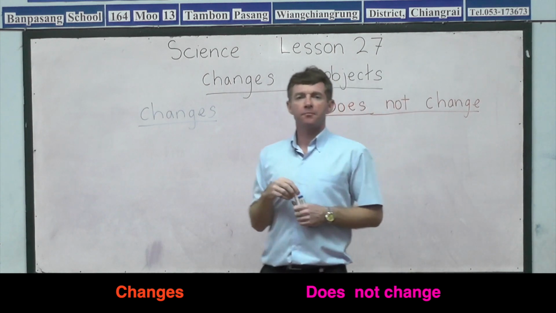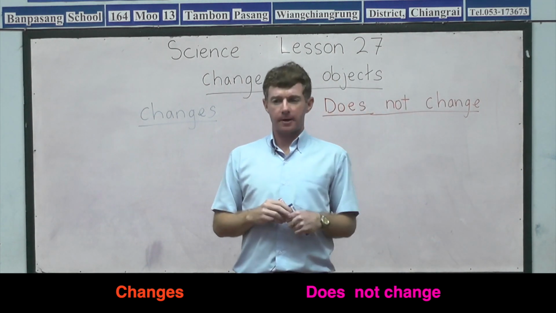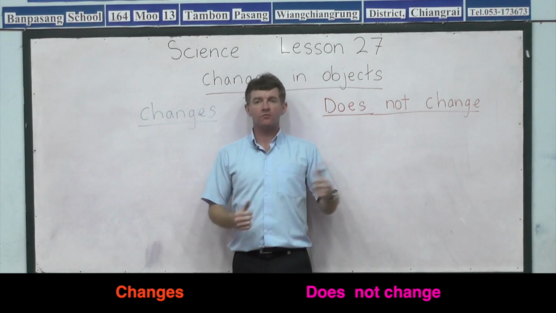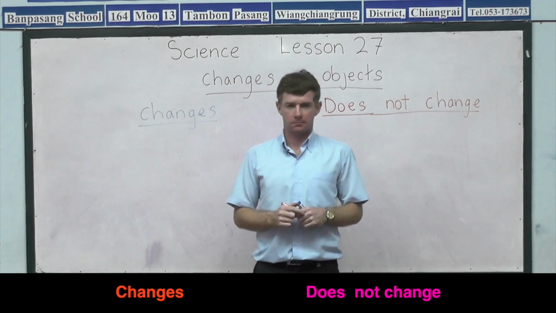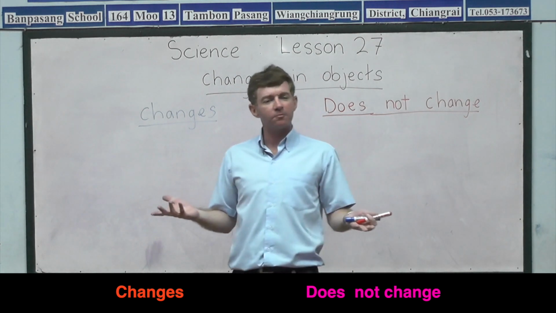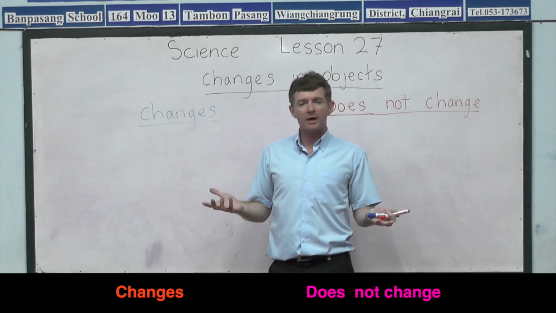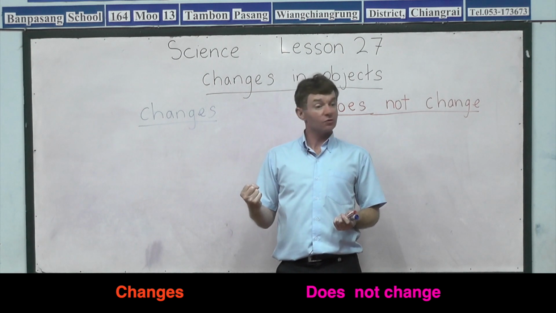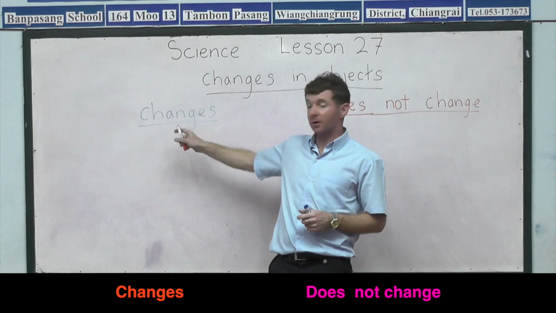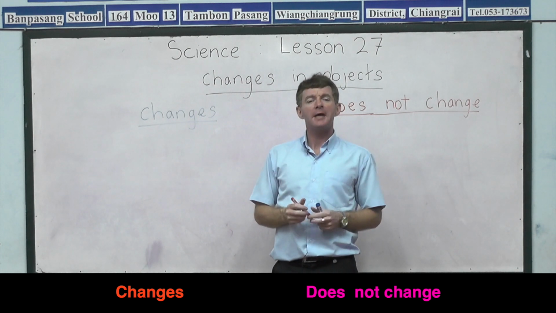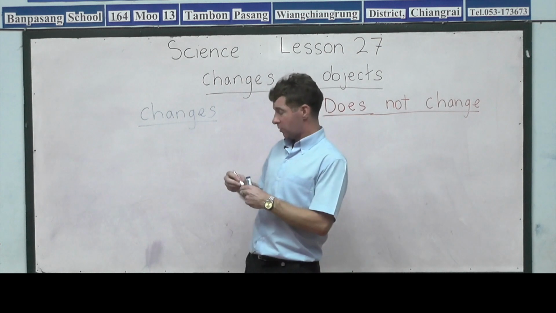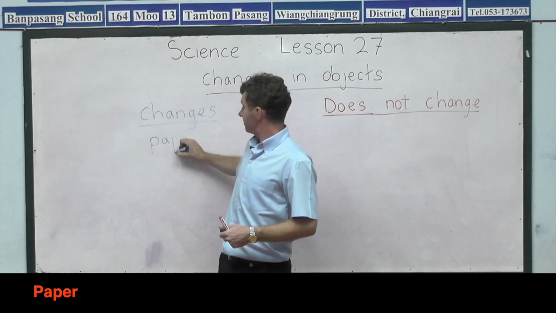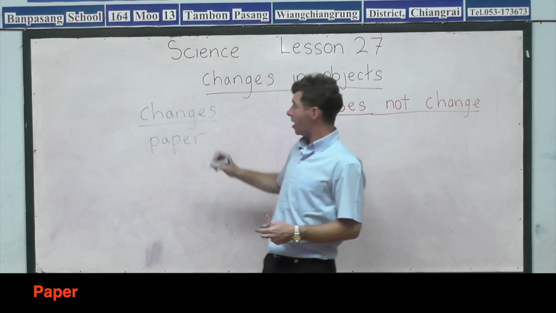We'll begin. I will mention some objects. You tell me if changes or does not change. We'll begin with paper. Changes. Paper. How does paper change? What happens to paper if we crumple it up? Doesn't stay the same. So we say paper changes. How do we spell paper? We'll write changes in blue. Paper, P, A, P, E, R. Paper.